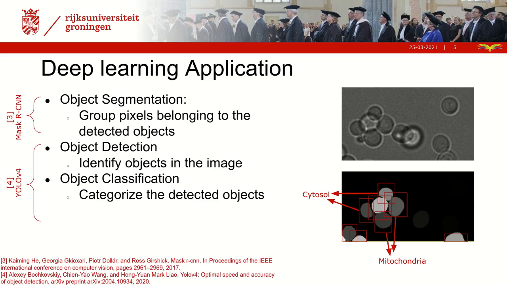For the object segmentation, we used a Mask RCNN algorithm. For the object detection and classification, we used the YOLO4 algorithm. As this paper focuses on the application of these models, I will not go into details to explain each algorithm, but I will briefly present the YOLO4 model.